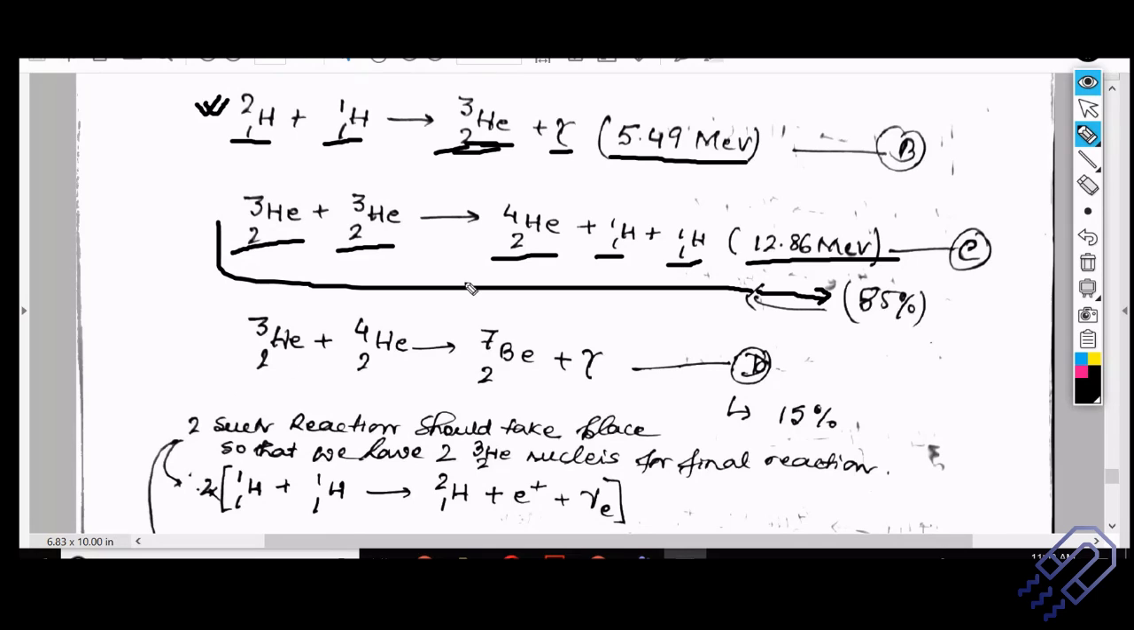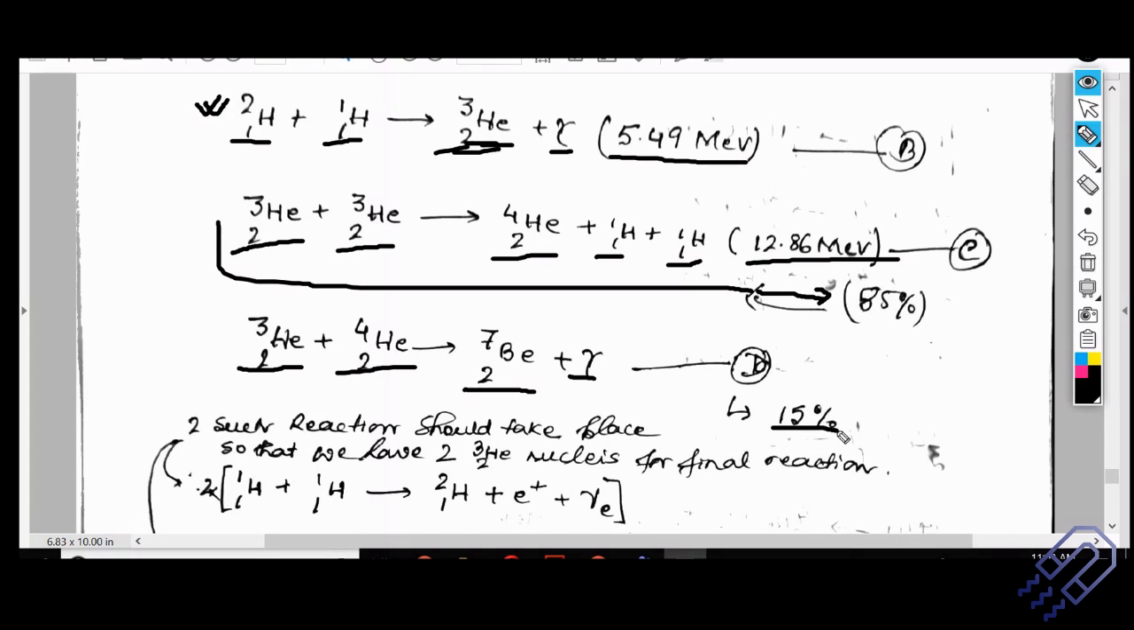So then we have this helium 4, and then we have, let's say, one helium 3 from this. There are chances that this helium 3 will also react with helium 4. These are all energetically favorable reactions. And if this happens, the chances are we will get beryllium, 7Be plus gamma. And the chances of this reaction is 15%.